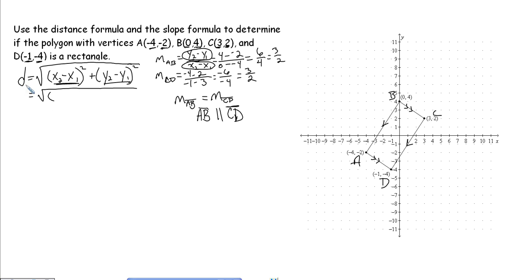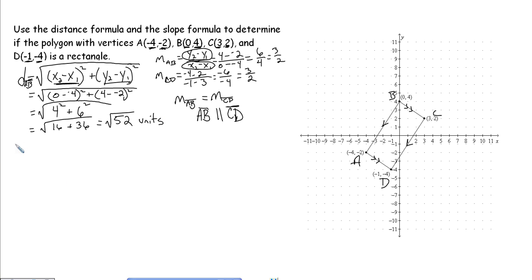x2 minus x1, this is going to be the distance for line segment AB. And x2, 0 minus negative 4. That's x2 minus x1. And y2 minus y1, 4 minus negative 2. And all of that squared. And here we have 0 minus negative 4 is 4. And 4 minus negative 2 is 6. So we have the square root of 16 plus 36, which is 52. So the distance for line segment AB, or the length of line segment AB, using the distance formula, is the square root of 52 units.